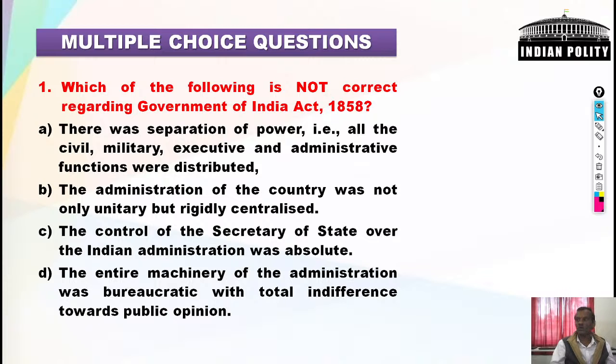Which of the following is not correct regarding Government of India Act 1858? There was separation of power, all the civil, military, executive and administrative functions were distributed. Is that correct or not? Okay, is that correct?